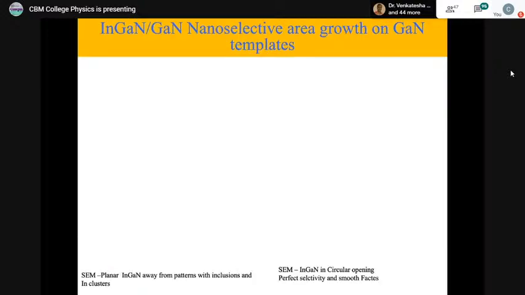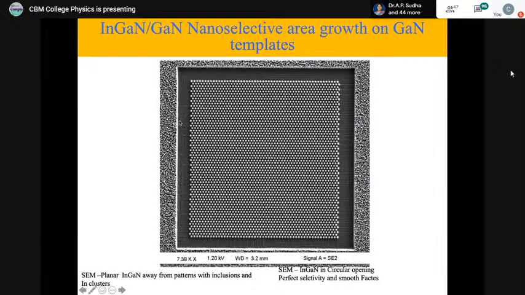So this is what we can do. This is the gray area. The dark gray area is the silicon dioxide mask, and the light gray crystals you are seeing are less than 80 nanometer of opening, where we can grow high quality indium gallium nitride on gallium nitride templates.